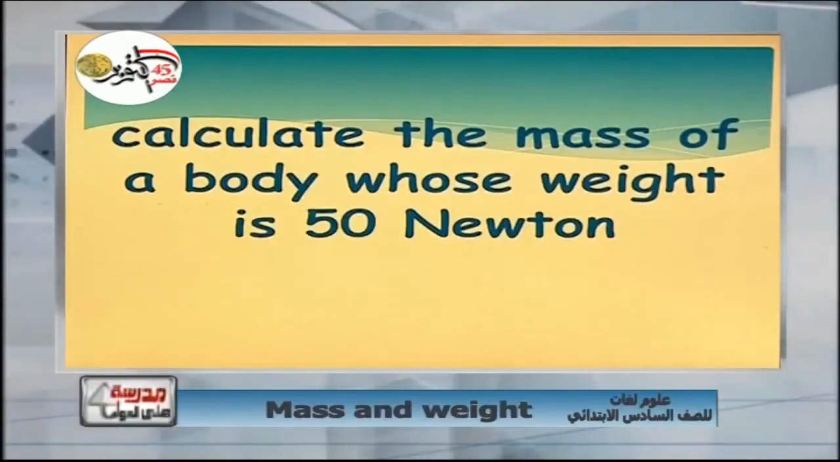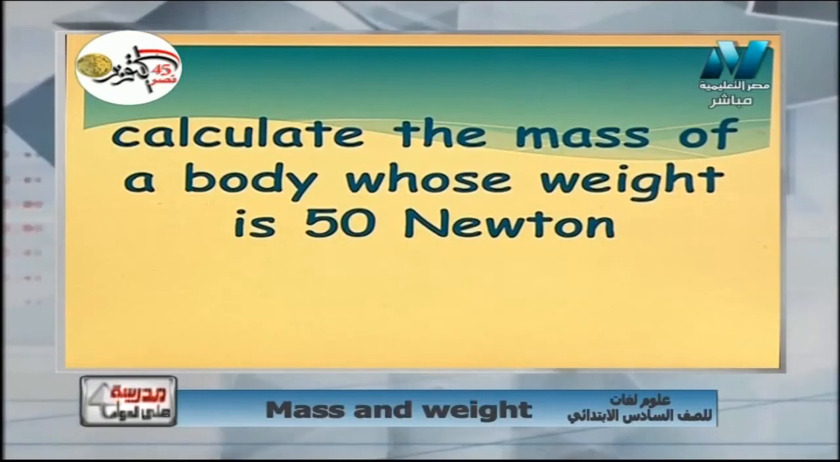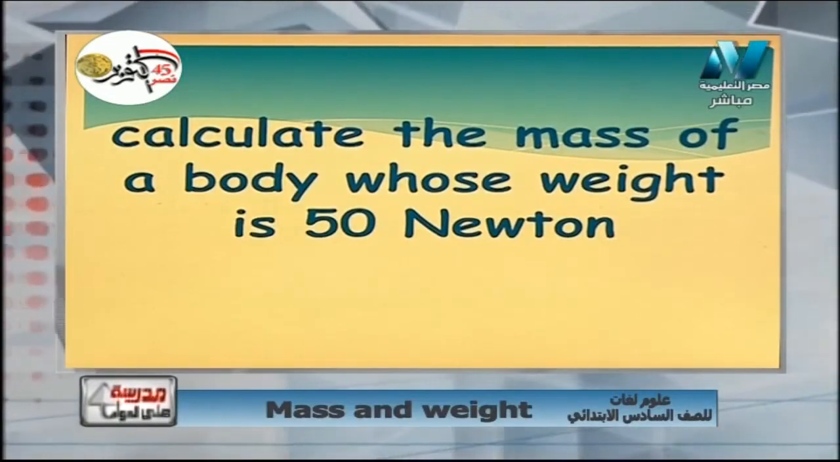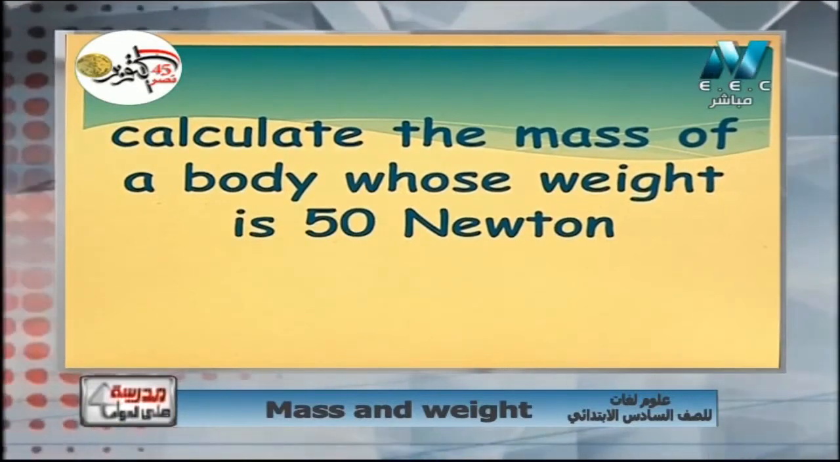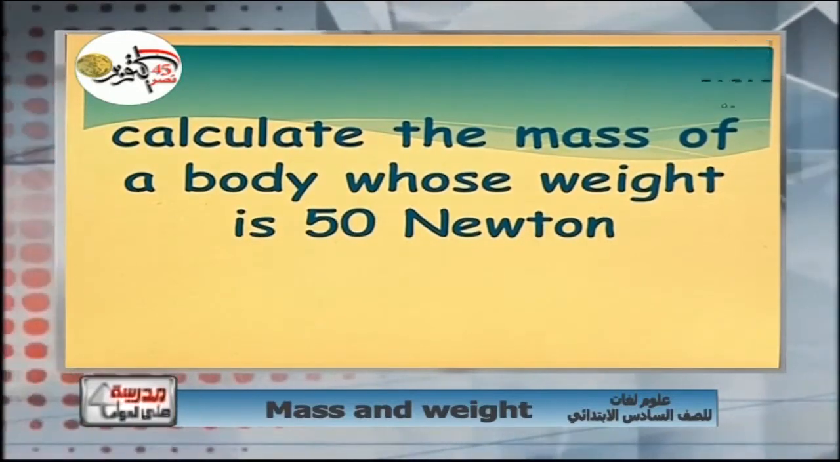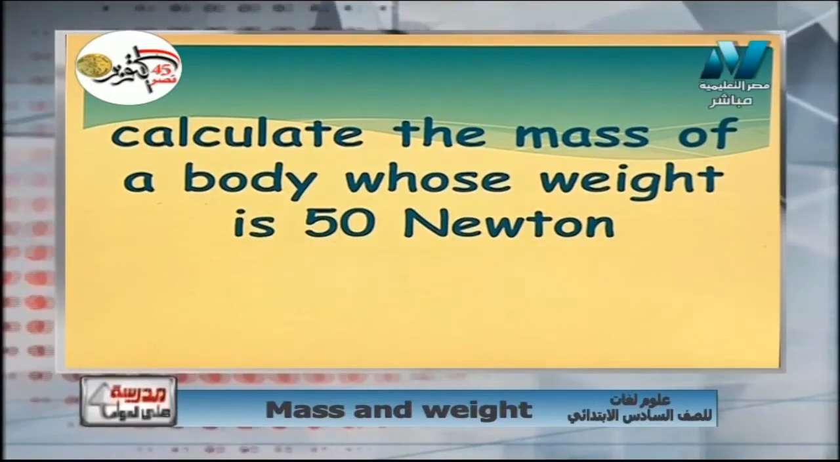The problem says: calculate the mass of the body whose weight is 50 Newton. I think it's a very easy problem. But before I answer the problem, I must write what? I must write the two magic triangles.